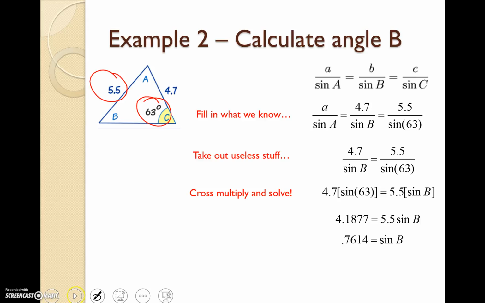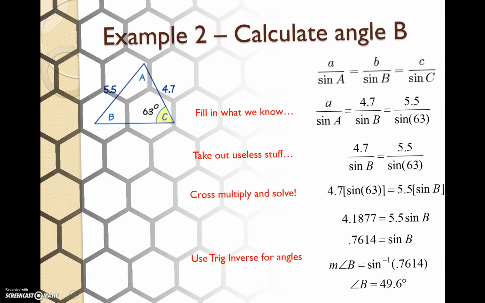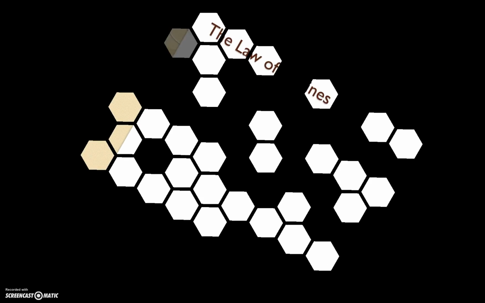So we're going to flop spots. Okay, so that we have ourselves the sine inverse of 0.7614, and then this becomes a plug and chug. So we're going to substitute that in, and we get about 49.6 degrees. So that means angle B is about 49.6 degrees. Okay? All right, let's take a look at our law of cosines.